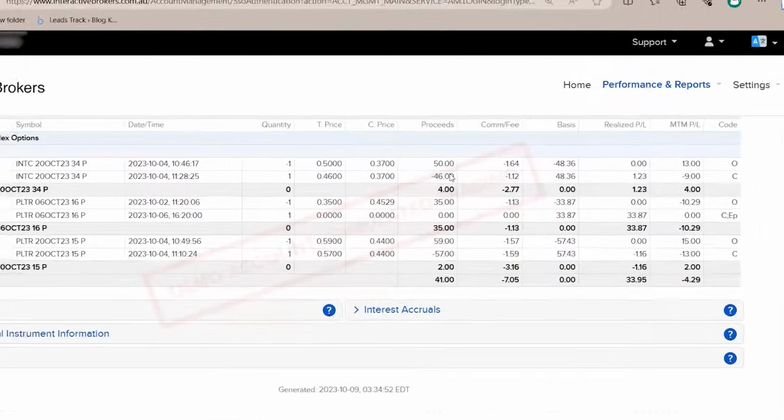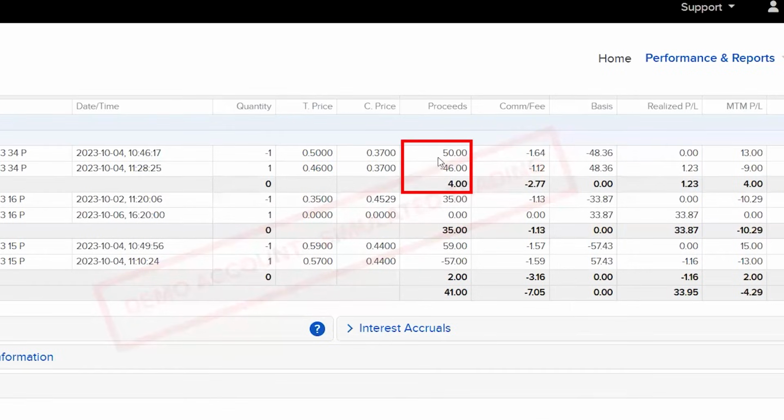Okay, so how do we decipher it? First off, you can see the premium: we collected $50 when we sold the put option. Then when we bought back our position, we paid back $46. So in short, we have a difference of $4 in premiums collected. Then because we executed 2 trades, we have to pay a commission for it. So the proceeds minus the commission is the profit and loss that we gain from this trade.